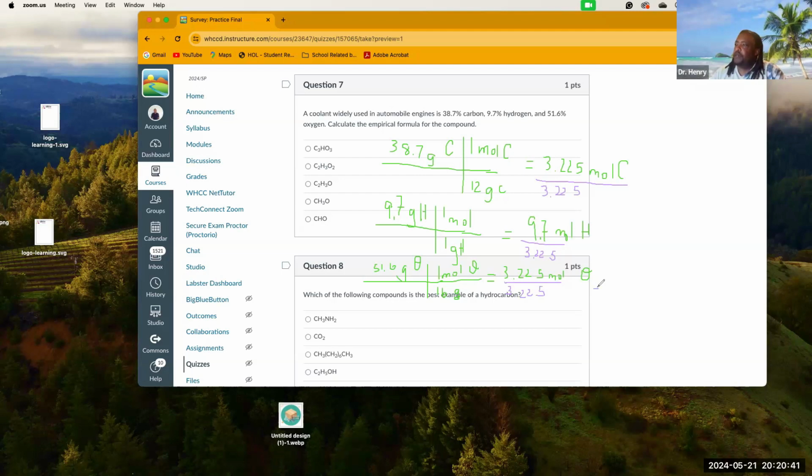Okay, so that means that for one oxygen, we're going to have 3 hydrogens, and we're going to have 1 carbon. So our empirical formula is going to be CH3O. Okay, are you guys good?